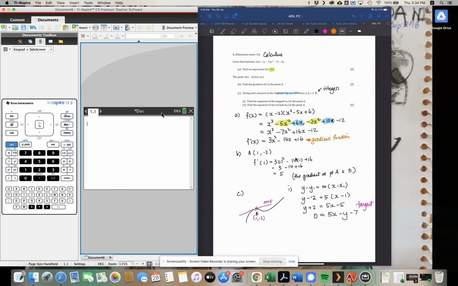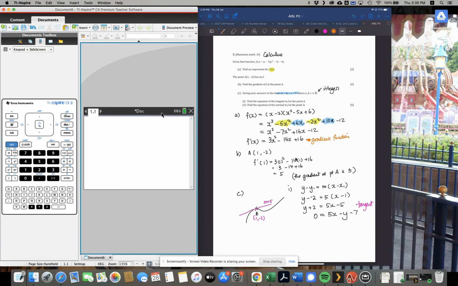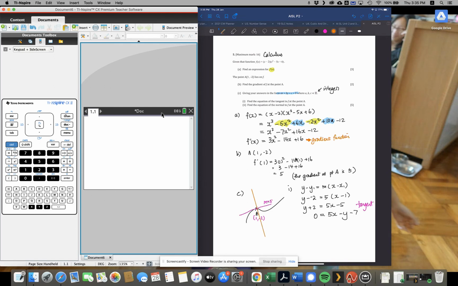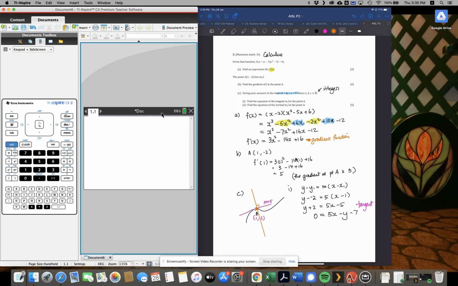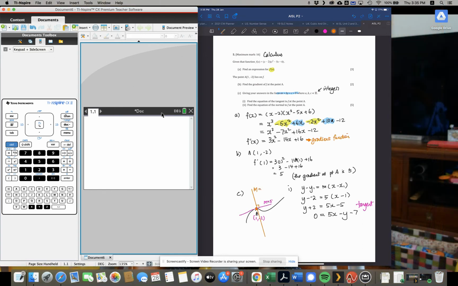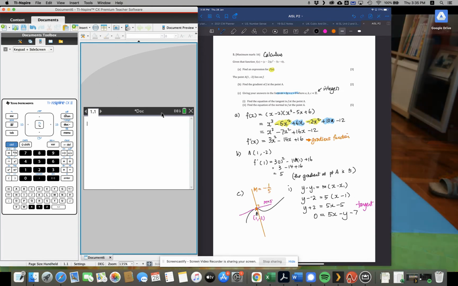Equation of the normal. The normal at point A is the one that goes across it at 90 degrees. So it has to be perpendicular to the tangent. They're passing through the same point, but what happens to the gradient? The gradient must be the negative reciprocal. So the gradient for this orange line has to be negative 1 over 5. That takes us to the next part.